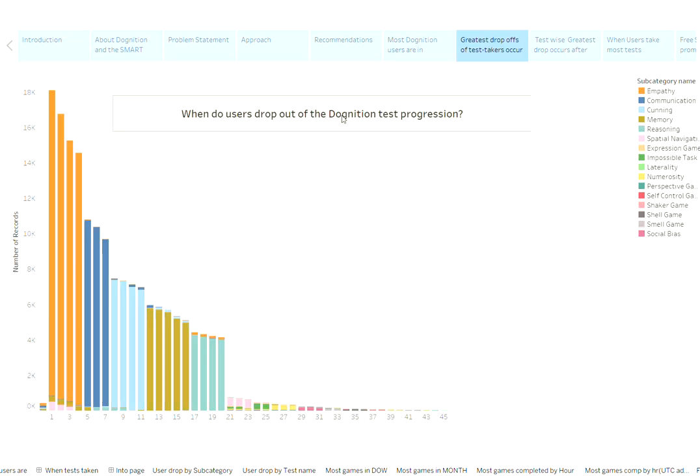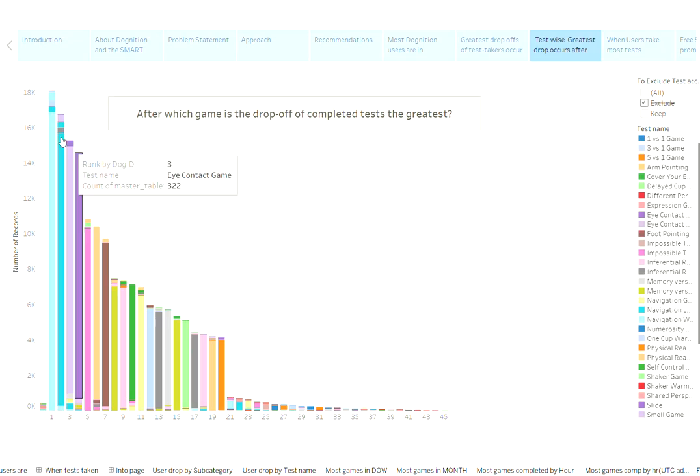The next visualization shows us when users are most likely to drop off from the Dognition assessment. The greatest drop-off occurs after the eye contact game, which is the 4th game in the empathy subcategory, and the second drop-off is in the physical reasoning game. This suggests that users may be getting bored or frustrated with the assessment after completing a few games within a subcategory.